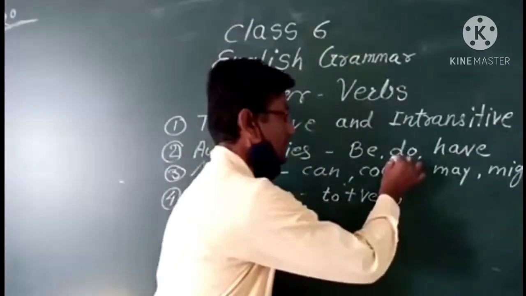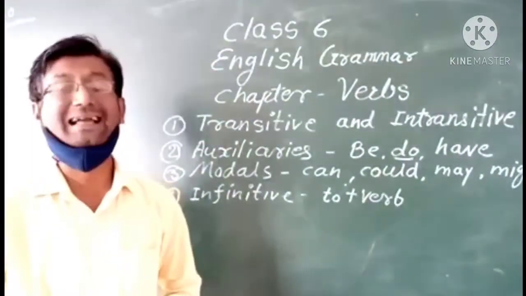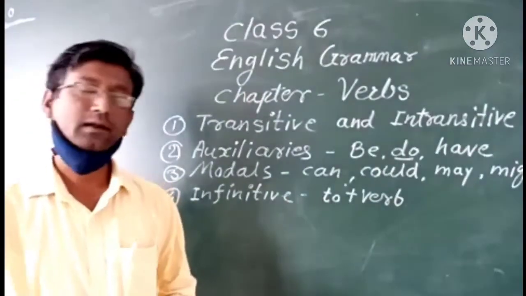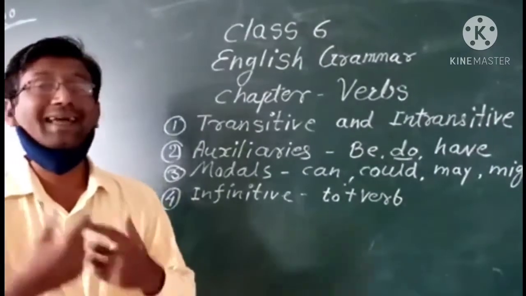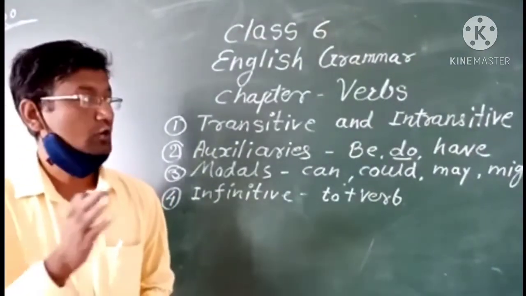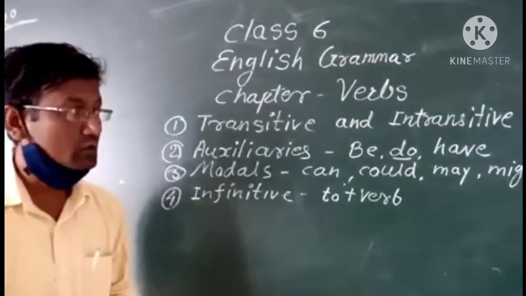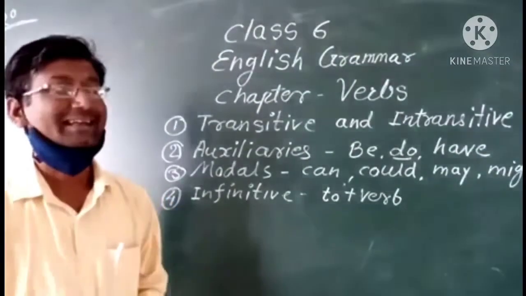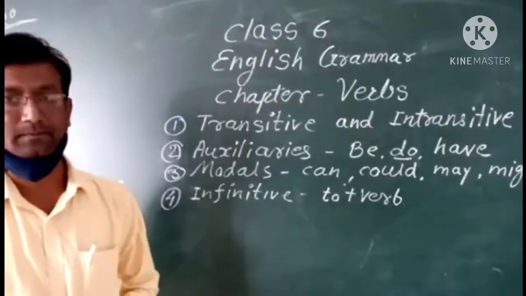Let's see one more example of to do's. To do's helping verbs are used to make negative sentences or to ask questions. Like, I teach English. This is a simple sentence. I want to make the negative sentence. I do not teach history. So using do not, I'm making the negative sentence. So we use to do's helping verbs to make negative sentences like do not, does not. He speaks English. He does not speak Tamil.